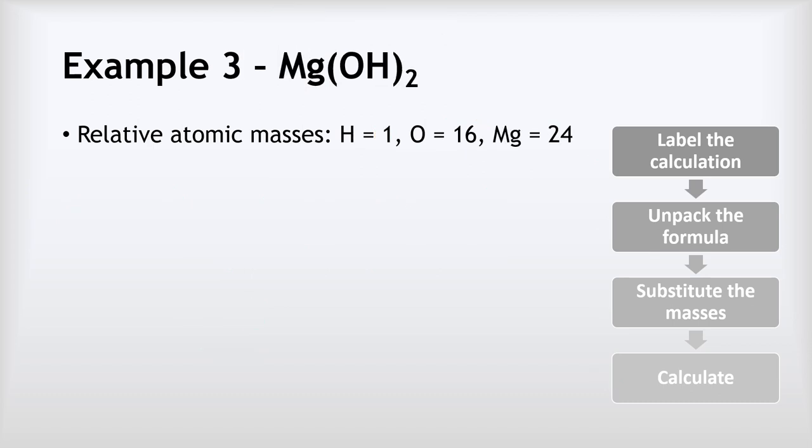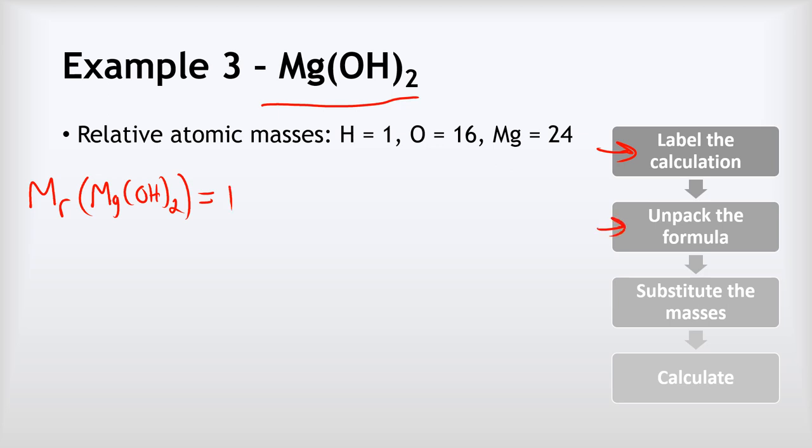Okay, example 3. And this time a bit harder because we've got some brackets, but it works the same way. So Mg(OH)2, this is magnesium hydroxide. So again, label our calculation. We're going to say Mr, make sure that r is nice and subscript, in brackets, Mg(OH)2, close the brackets, really nicely labelled now.